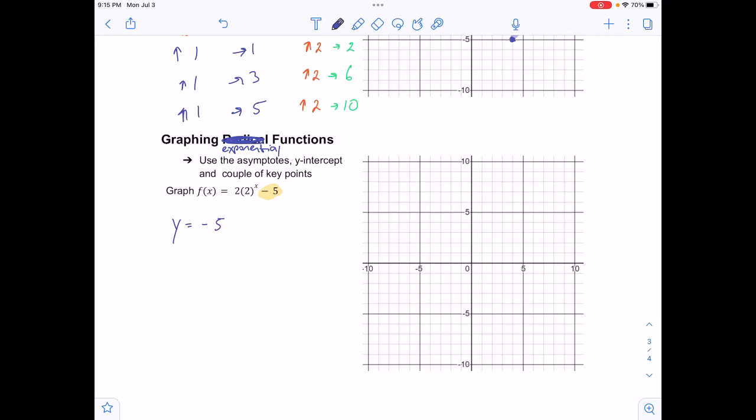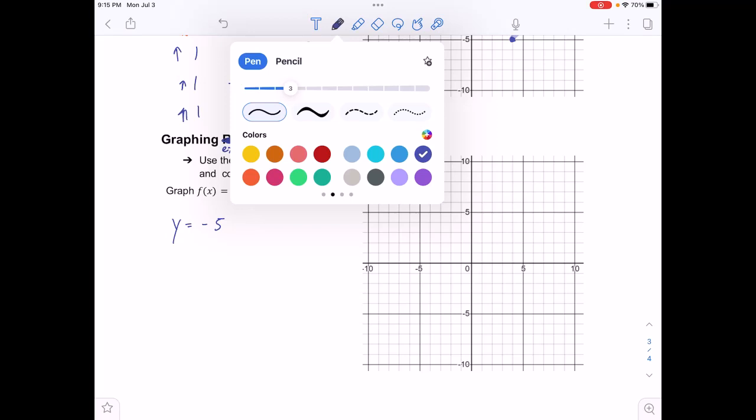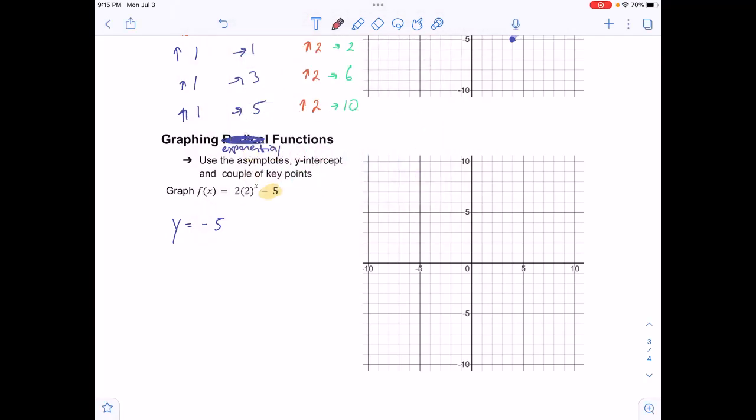Now pay attention to how I'm drawing this on the graph. Remember that asymptotes are guiding lines. They are not actually a part of your function. So do not draw it as a straight line. You must draw it as a dashed line. Just like that. Okay? And now, to make my life easy, truthfully, all you need with exponential functions is 3 points in order to graph.